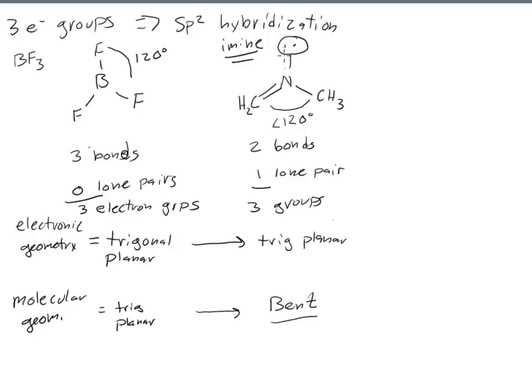So we have a bent shape when we cover up the lone pair. Looks like this. I've erased it. Now we see the bent shape of our molecule. That's 3 electron groups. One of them is a lone pair. Gives us a trigonal planar electron geometry and a bent molecular geometry.